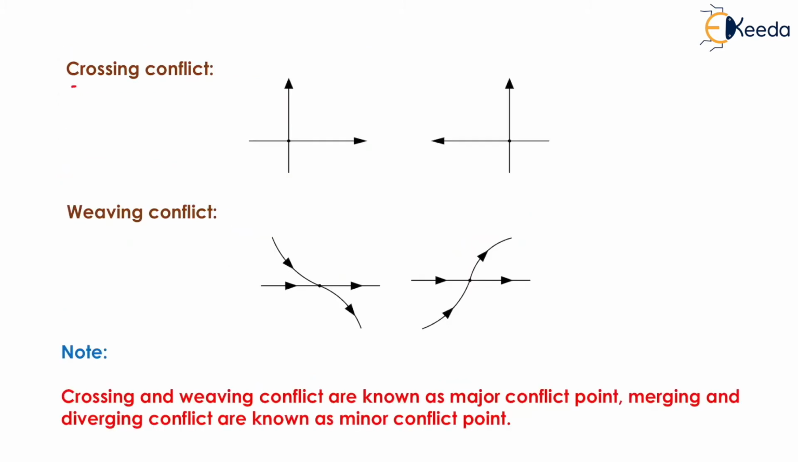Now the next is the crossing conflict. If two vehicles are trying to cross each other like this, then there will be one crossing conflict point arising here. Similarly, one crossing point arises here also.